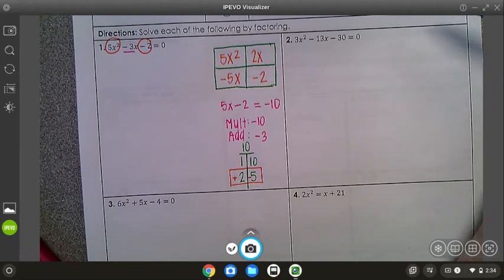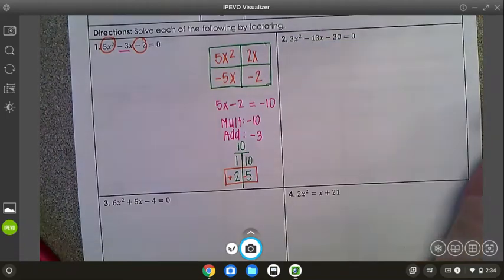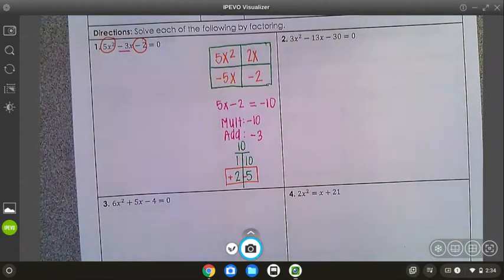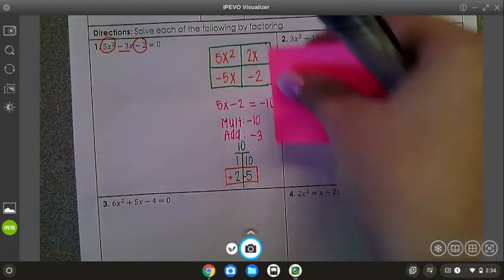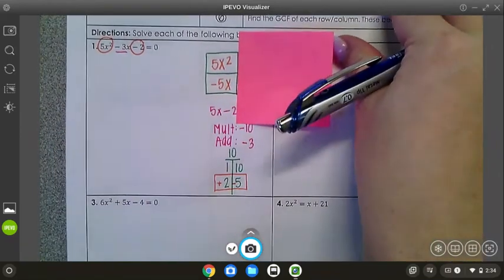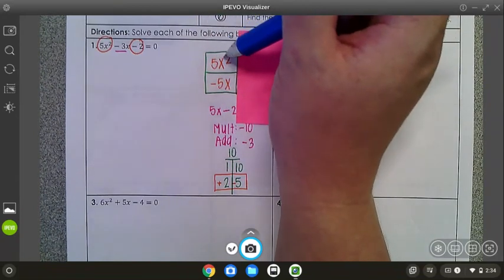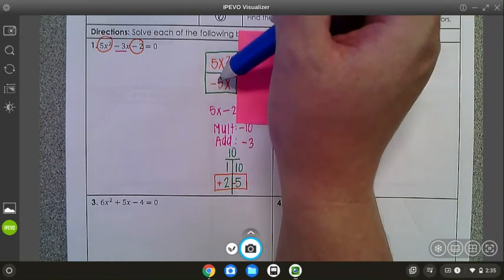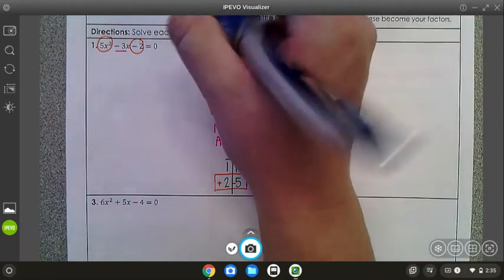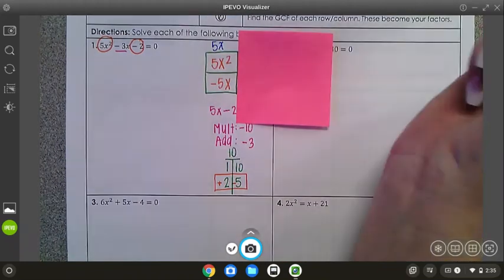And then we go to step 6. Find the GCF of each row and each column. And that's going to give us our factors. So let's look at this first column. It doesn't really matter which one you do first. What is the GCF? What do 5x squared and negative 5x have in common? Well, I can divide them both by 5, and they both have an x in common.